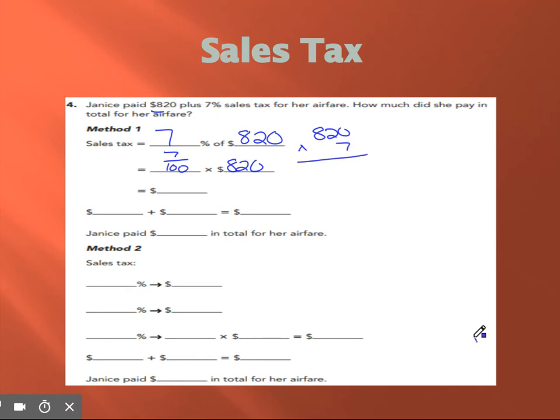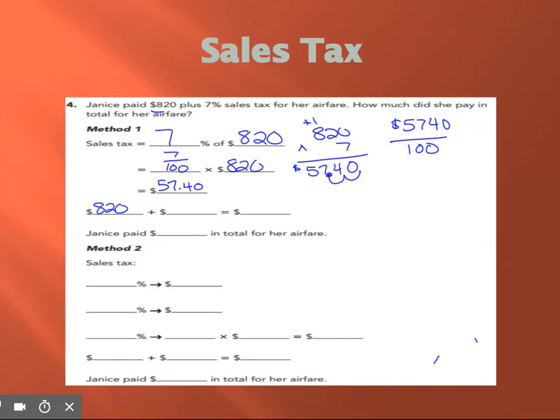So 820 times 7 is going to be 7 times 0 is 0. 7 times 2 is 14. 7 times 8 is 56 plus 1 is 57. So that would be $5,740 divided by 100. Again, because I'm dividing by 100, I'm taking my decimal and moving it 2 places to the left. So the sales tax is $57.40.